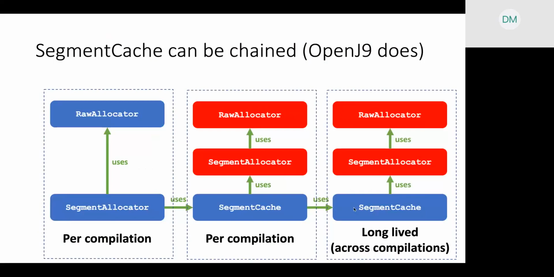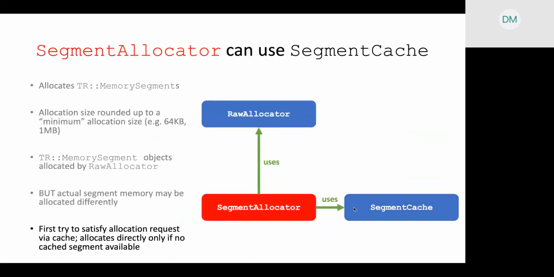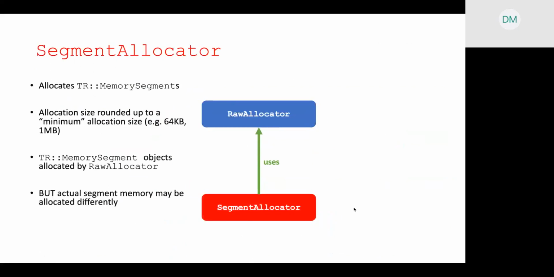I have one other question. Sure. On slide 14, the one that introduces SegmentAllocator, you say memory segment objects are allocated by the raw allocator, but actual segment memory may be allocated differently. Yeah. I talked to that point, but didn't make it very clear that I was doing that.